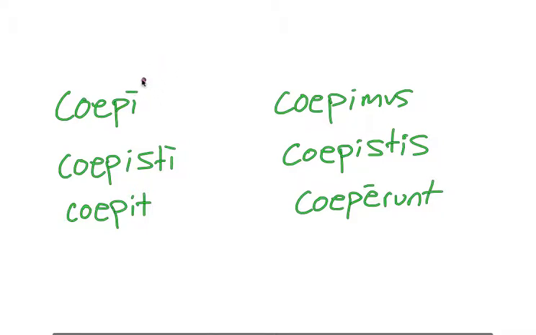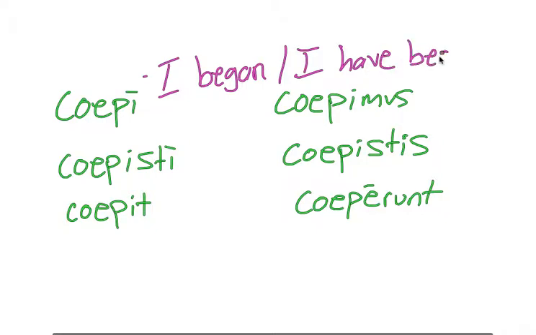And so if you're translating coepi, coepi is I began or I have begun. Okay, so the verb coepi means began. So you say I began or I have begun. Coepisti would be you began or you have begun. Coepit, he, she, or it began or he, she, or it has begun. Coepimus, we have begun or we began. Coepistis, you all have begun or began. And coeperunt, they have begun or just they began. Okay, so that is coepi in the perfect, and coepi cannot be made passive, so it's only going to be in the perfect active.